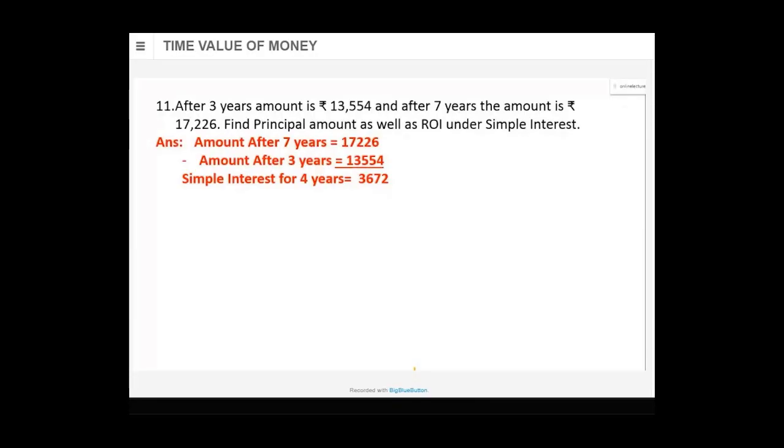Subtraction. You have to subtract the years as well as the amounts. 7 years minus 3 years, 7 minus 3 is 4. And 17,226 minus 13,554 is 3,672. Now divide by 4 to get it yearly. This was the interest for 4 years. Divide by 4 to get 1 year. Therefore, simple interest for 1 year is 3672 divided by 4. The 3672 was for 4 years, divide and you will get 918. What is 918? It's the interest of 1 year.